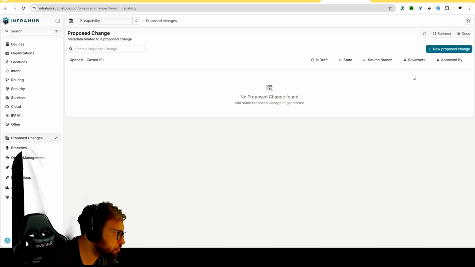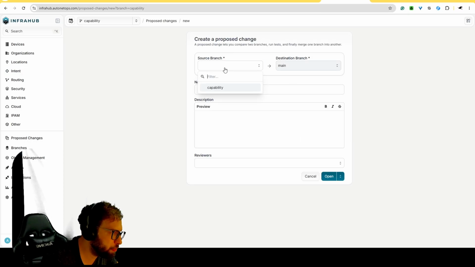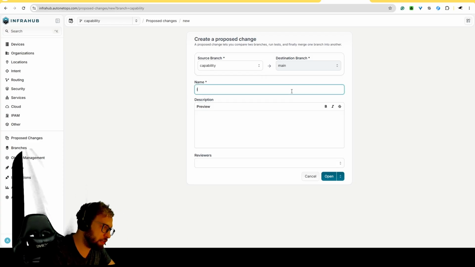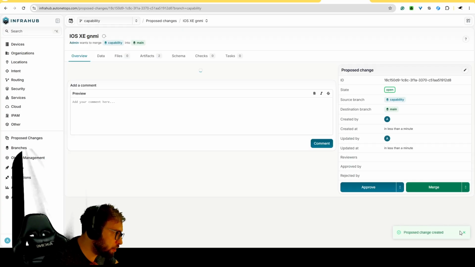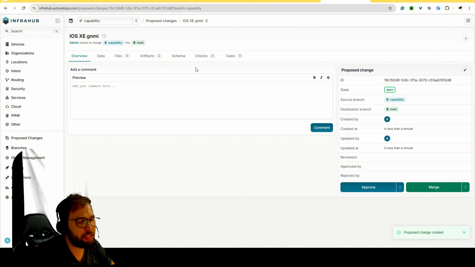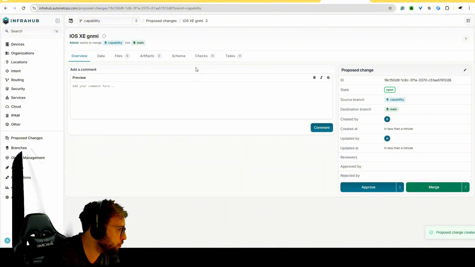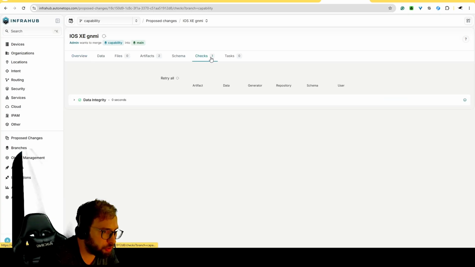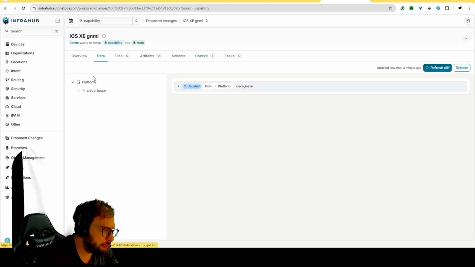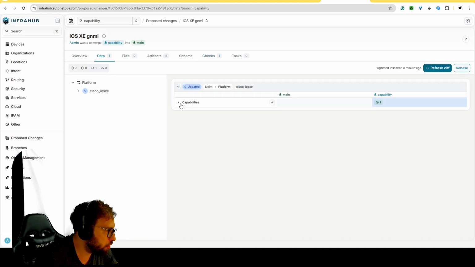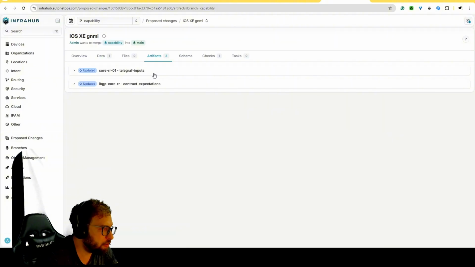So let's create here a proposed change. We're going to create a proposed change from capability to main, so we can try to understand first the iOS XR GNMI. We are going to try to understand first if this change is compliant with all of our intentions, if it complies with our contracts and all of our policies. So you see first that we have a data integrity check. The data that we're going to change here: we're changing the capability of Cisco XR, adding GNMI. That's very nice.